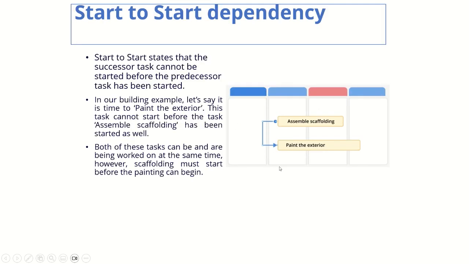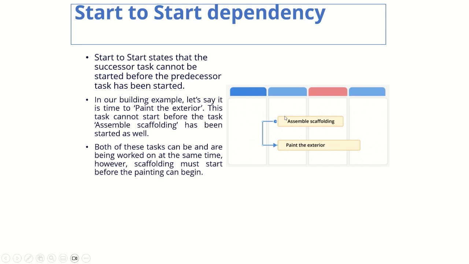Now comes the start to start dependency. Start to start dependency basically states that the successor task, say this is the successor task, paint the exterior, cannot be started before the predecessor has been started. So these two are dependent. This cannot be started unless this is started, right? So paint the exterior cannot start before the task assemble scaffolding, right? Because say if you are building a dog kennel, you need to make the wall, you need to build the base, you need to build the wall, and you need to put the roof, and you need to complete all the scaffolding, and then only can you actually paint the exterior.